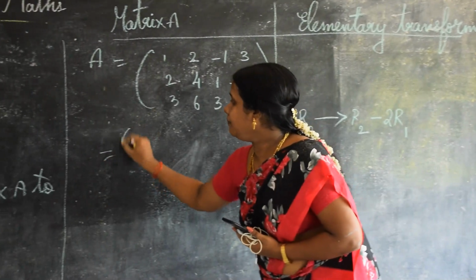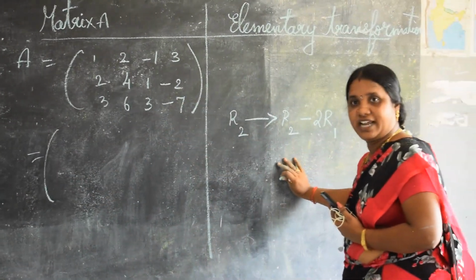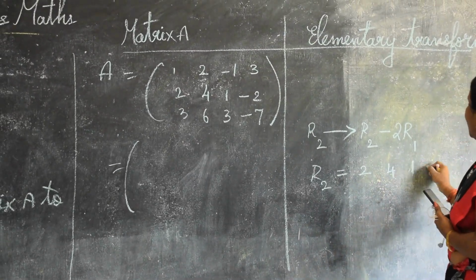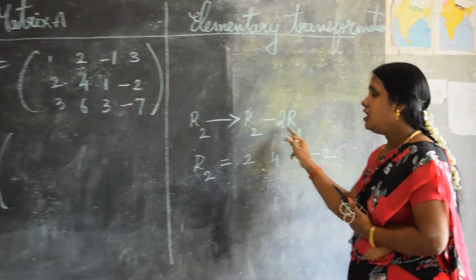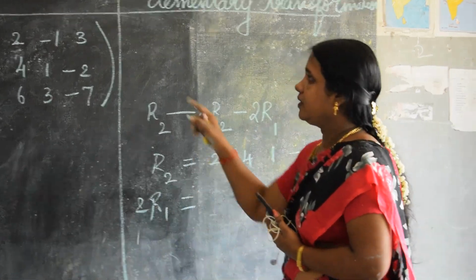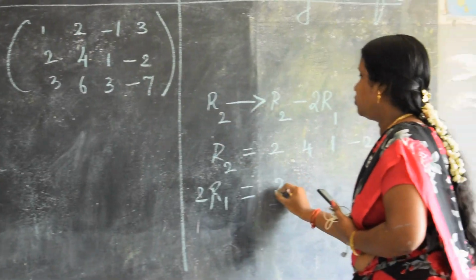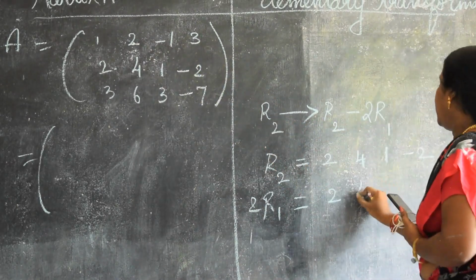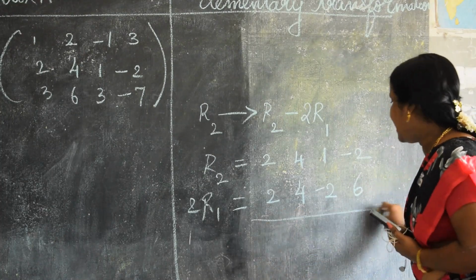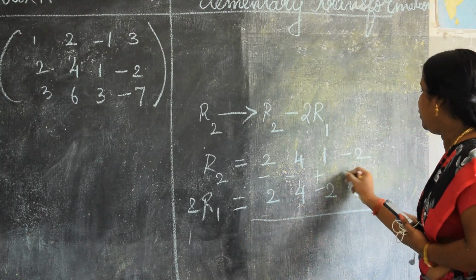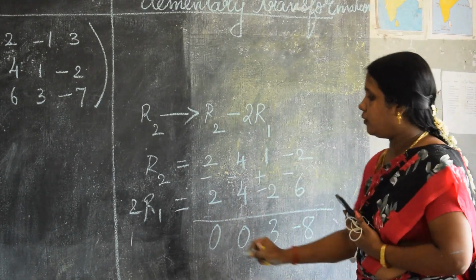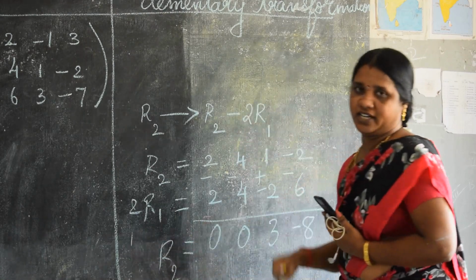So now multiply and write. If you are confused, you can write here r2 in rough column. The elements of r2 are 2, 4, 1. Now I am going to multiply r1 with 2. First here 1, multiplied with 2 is 2. Here 2, 2 2s are 4. Here minus 1, multiplied with 2 is minus 2. 3 2s are 6. Now I am going to subtract. Plus minus becomes minus. We get 0, 0, 2 plus 1 is 3, minus 8. This is my new R2. Now I have changed the row.